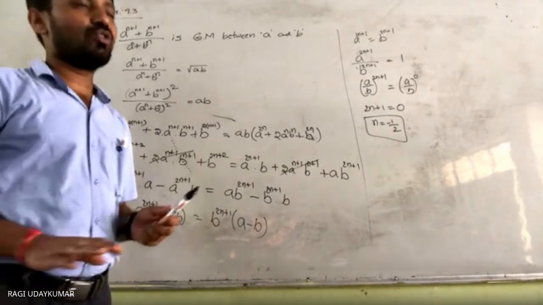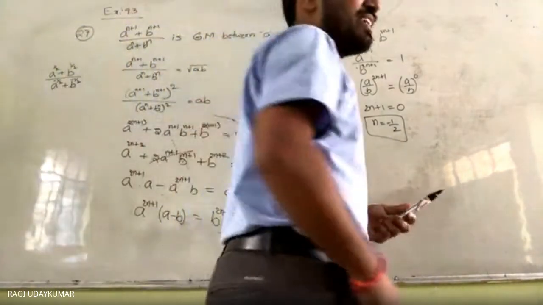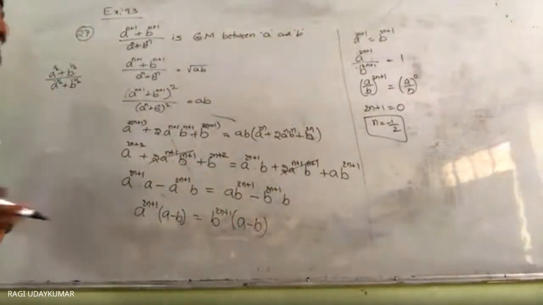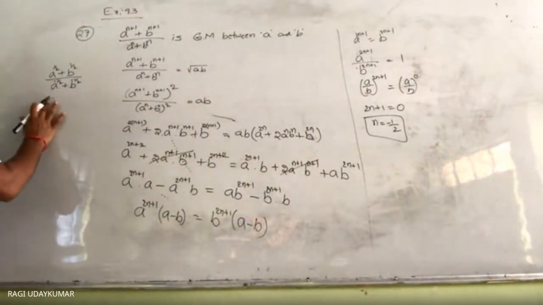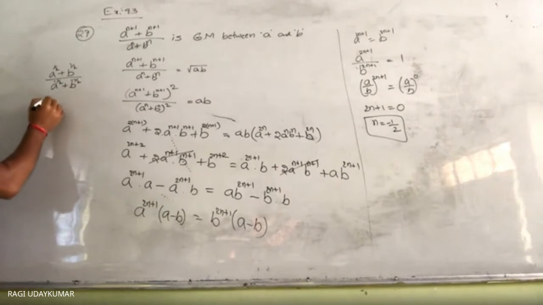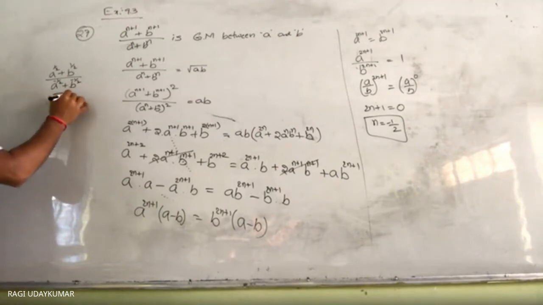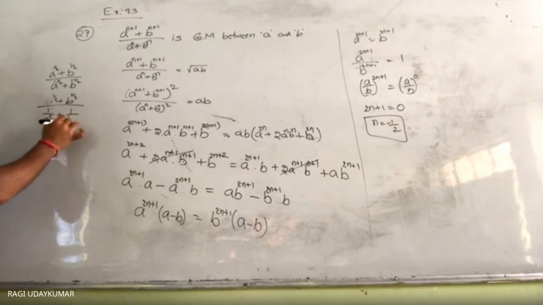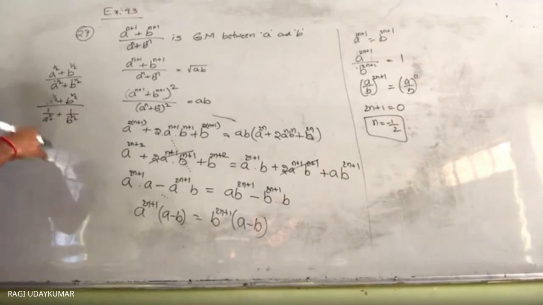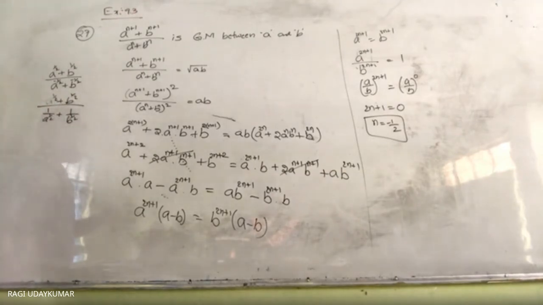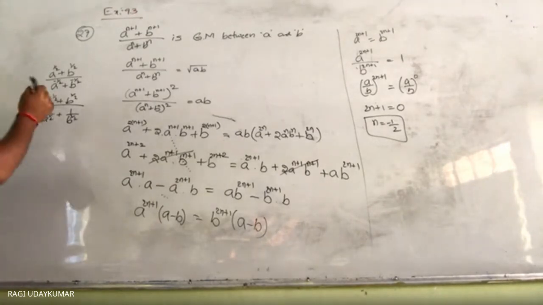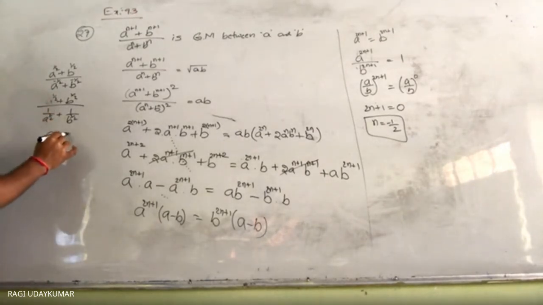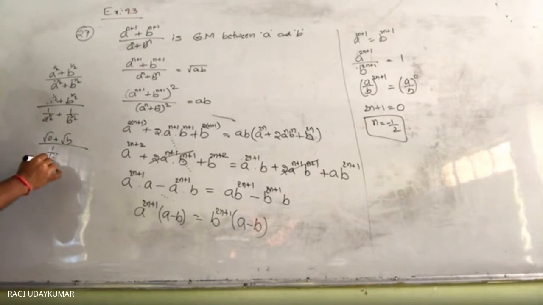It is equal to root AB. But how is it equal? Okay, I'll give you one more idea. If you write this as a power 1 by 2 plus b power 1 by 2 over 1 by a power 1 by 2 plus 1 by b power 1 by 2, writing power 1 by 2 is a little difficult, so you can write it as root a plus root b over 1 by root a plus 1 by root b. Done now?